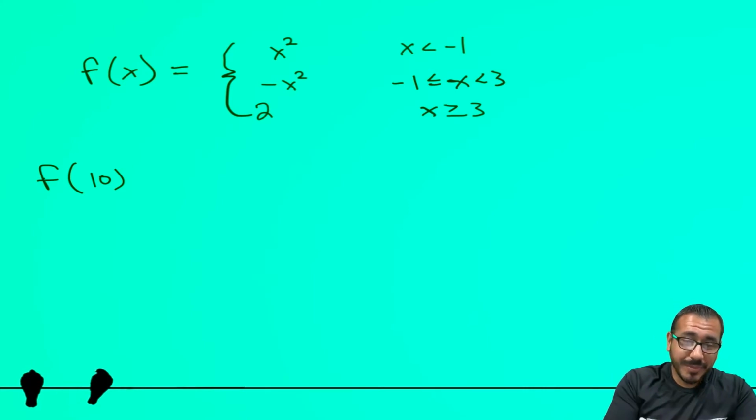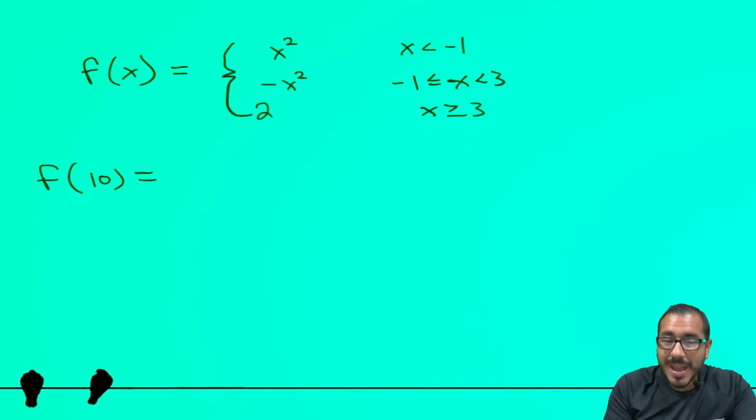All right, so f of 10, first of all, we say, where does it live? Am I going to use this equation, or this part of the equation, I should say? Well, x is 10, so is x less than negative 1? Absolutely not. Is it between negative 1 and 3? Nope. Is it greater than or equal to 3? Absolutely. So typically I'll take this input, this 10, and I'll plug it into my equation. But check it out.